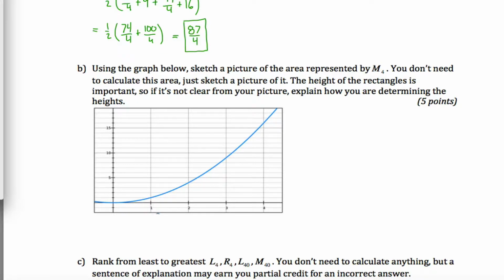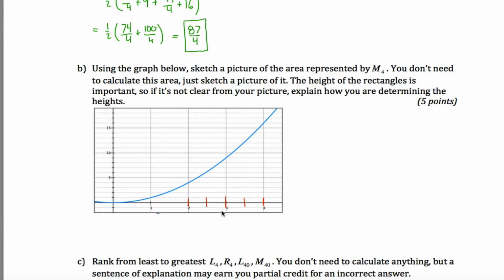Alright, now I want you to not do these calculations again, but just show that you understand M4. So M4 is the same basic idea. I'm going from 2 to 4. So here's 2 right here, and here's 4. And I want to make 4 rectangles. So the width of the rectangles is 1/2. There's the 4 rectangles right here.